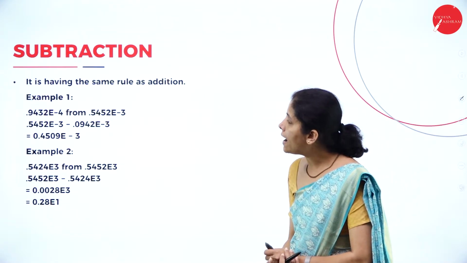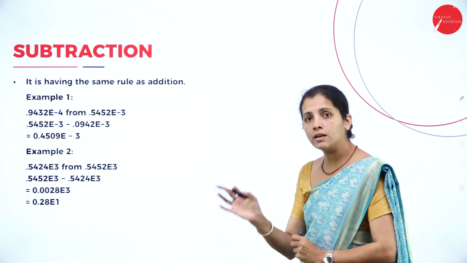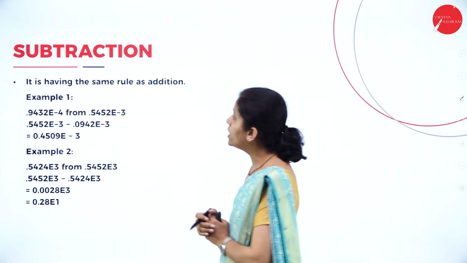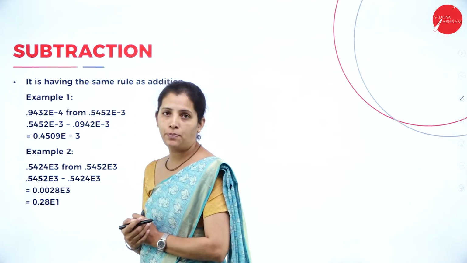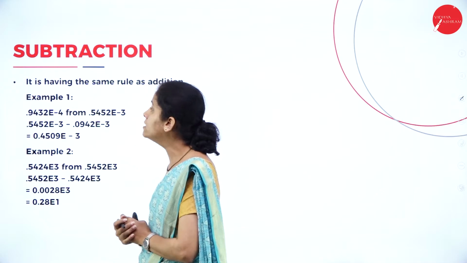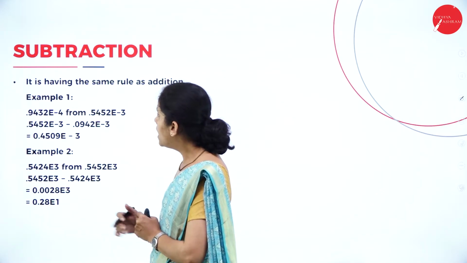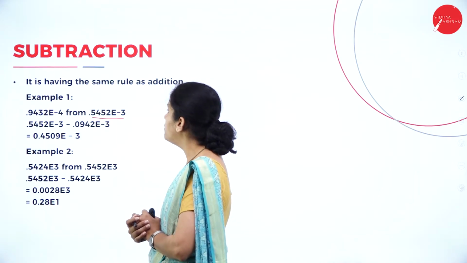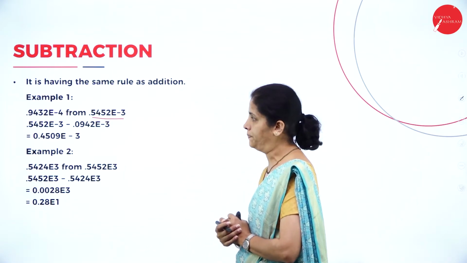Now, I have the rule for subtraction. The rule for subtraction is the same as addition. So, what do I want to do? First, I want to consider the exponent. See here, I have 0.9432E-4, and from this I want to subtract 0.5452 E to the power minus 3.